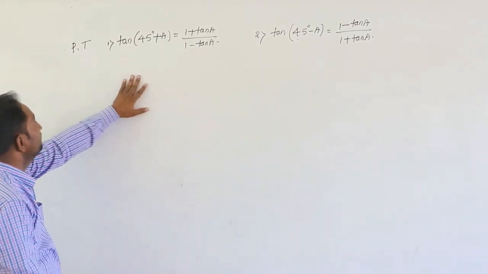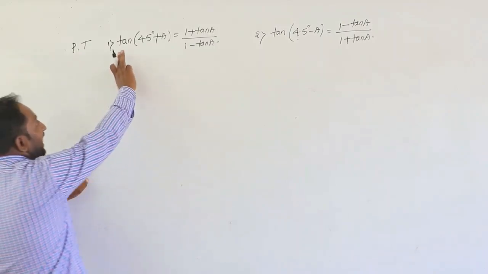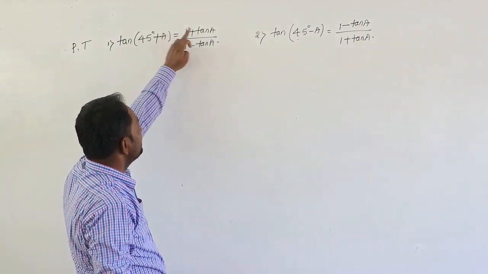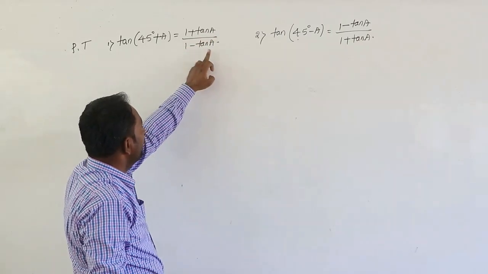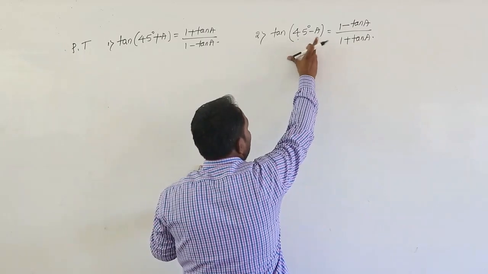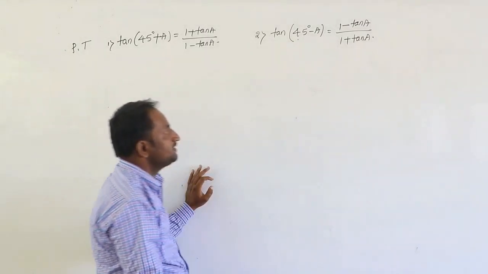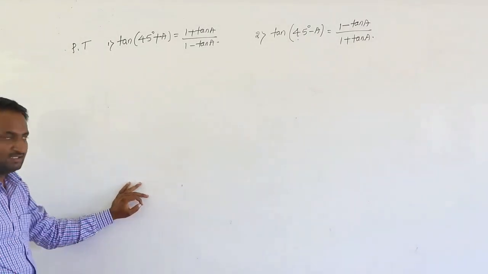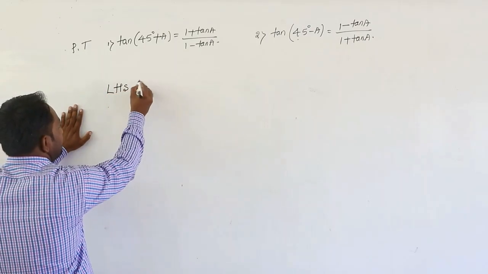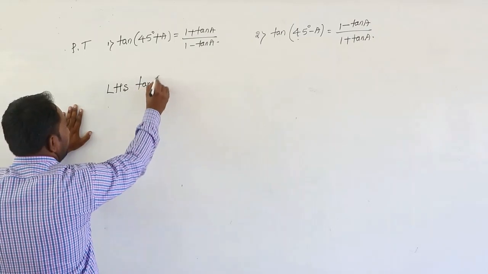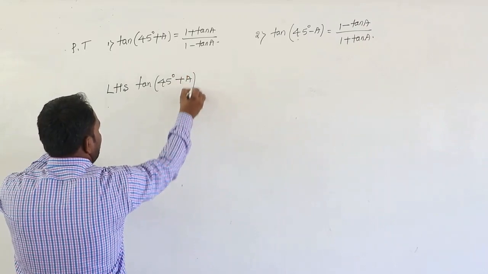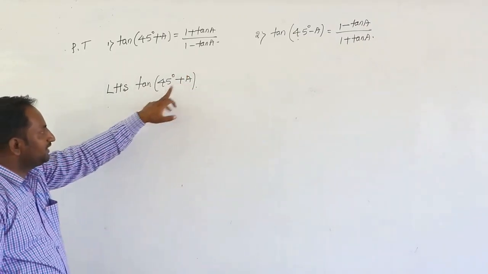Very simple problem. Prove that tan of 45 degree plus A is equal to 1 plus tan A divided by 1 minus tan A. Similarly, tan of 45 degree minus A is equal to 1 minus tan A divided by 1 plus tan A. Here, consider as LHS value, that is tan of 45 degree plus A.